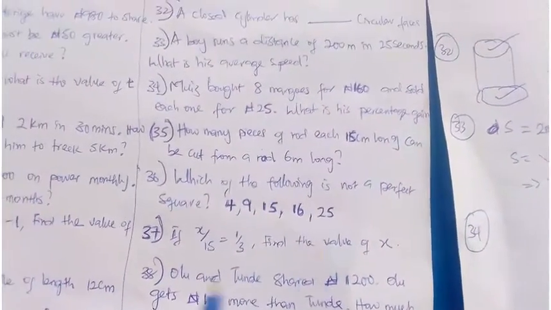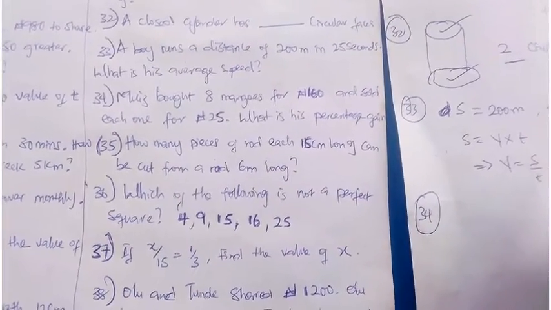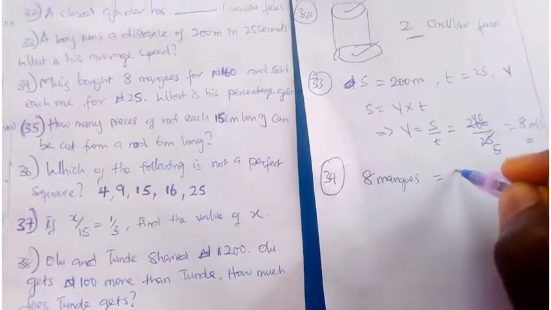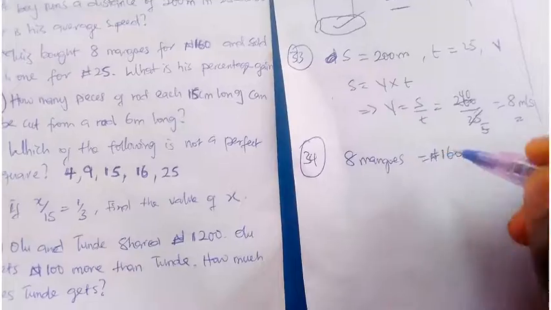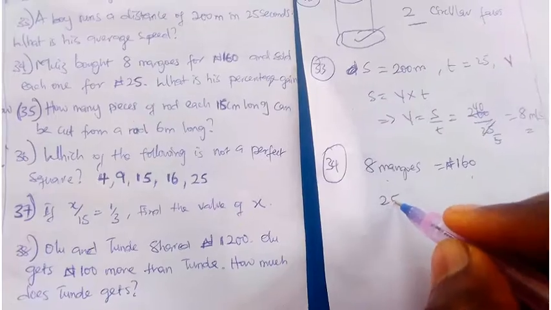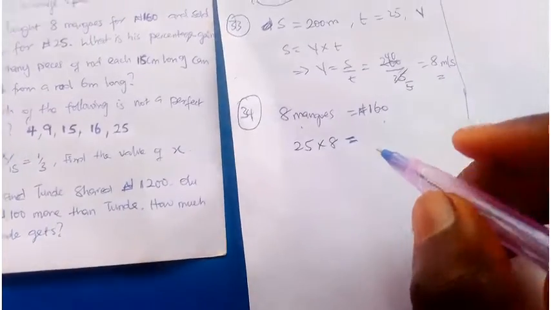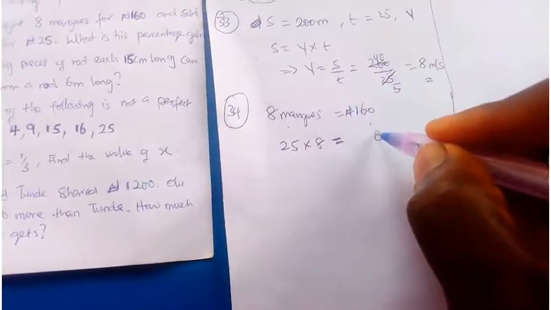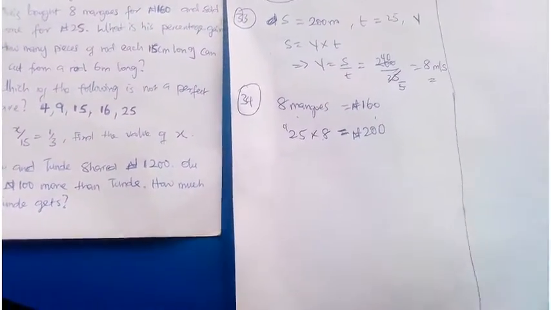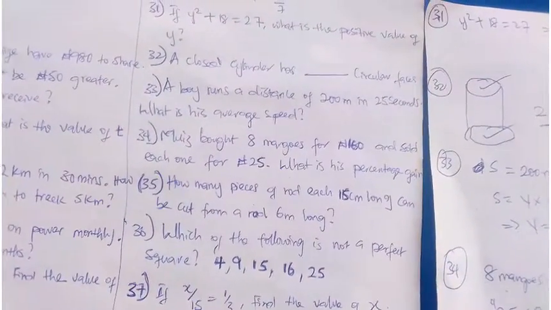So number 34 says that Moise bought 8 mangoes for 160 naira and sold each one for 25 naira. 8 mangoes cost 160 naira. He sold each for 25 naira. It means 25 times 8 to give us how much he sold the mangoes, at the cost of 25 naira per one. 25 times 8: 5 times 8 is 40, 0 minus 4, this is 16, 200. So it means that he sold it for 200 naira.